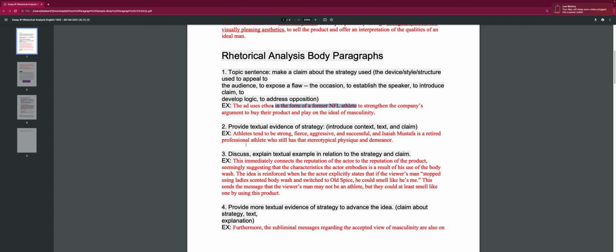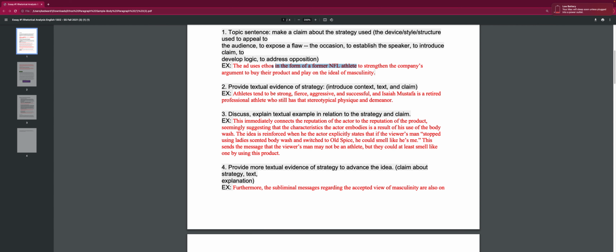Okay. After you've introduced your evidence, the next part of your body paragraph should then explain how the evidence connects or proves the claim that you made in the topic sentence. Right? This student starts with, this immediately connects the reputation of the actor to the reputation of the product. Remember, ethos is about reputation. So that is what you should be discussing when you are explaining. So how does the reputation of this athlete make the audience want to buy this product? And how does it promote a specific idea about masculinity? Right?